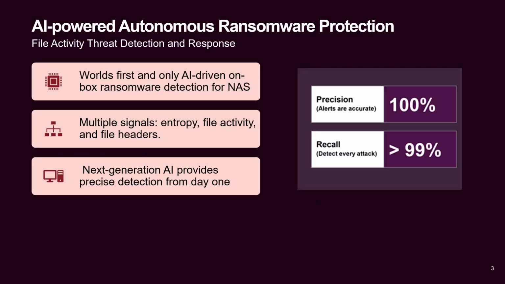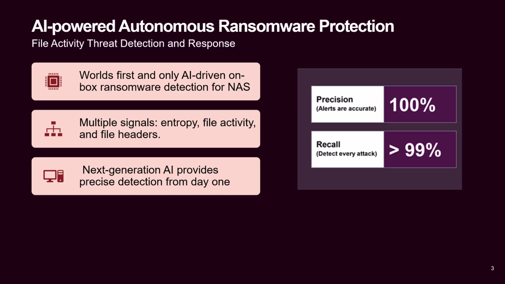So, what is Autonomous Ransomware Protection, or ARP? ARP is the world's first on-box AI-driven ransomware detection solution for NAS, meaning your data never leaves your organization for ransomware detection. It can detect data anomalies such as high entropy, file deletion, creation, renaming, etc., and alert your storage admin and create immutable snapshots of your volumes.